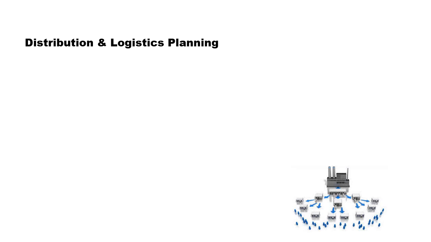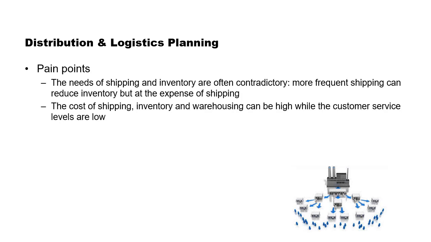Our second topic is distribution and logistics planning. This is a popular problem in practice. It is hard to balance shipping and inventory costs due to their conflicting requirements. More frequent shipping can reduce inventory but increase shipping cost. Failing to balance shipping and inventory, you may face a high logistic cost together with a poor customer service level.